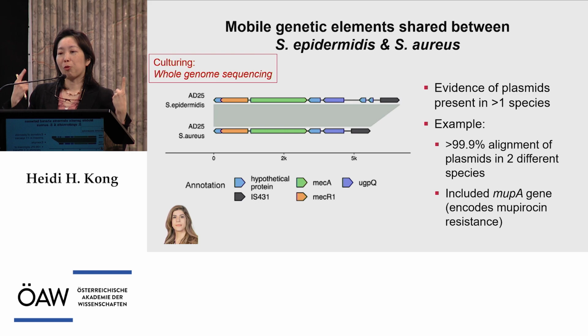So you may try to eradicate Staph aureus, but usually you're not eradicating the Staph epidermidis. What this is showing us is that there are resistance genes that Staph epi is now carrying, so that in the future, potentially, it can share them with other bacteria as well.